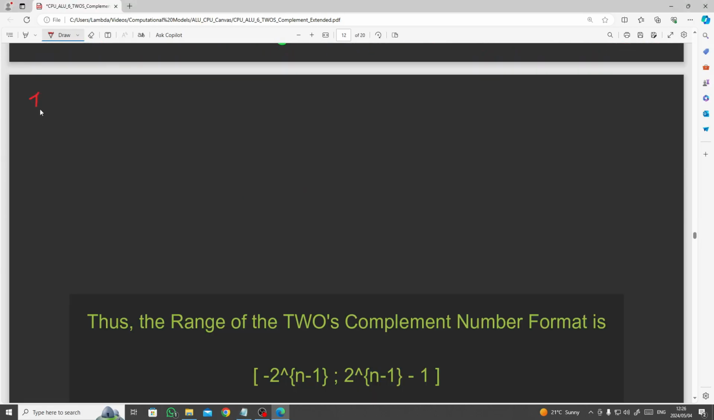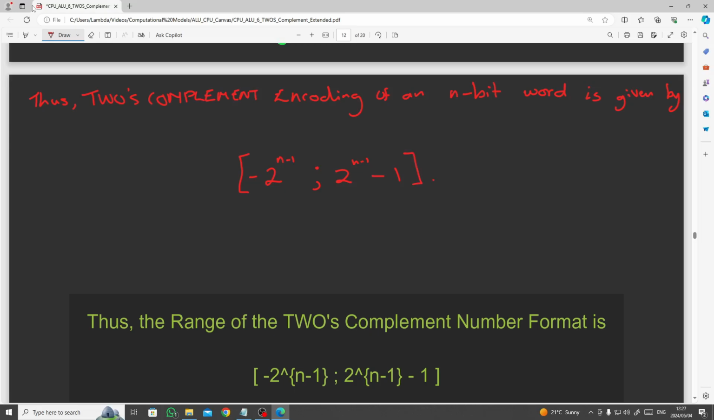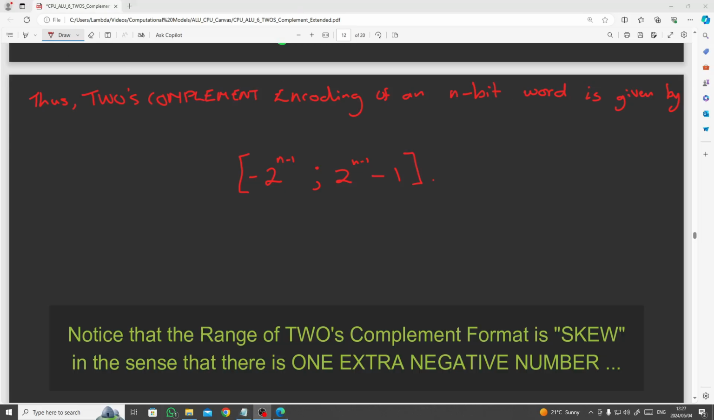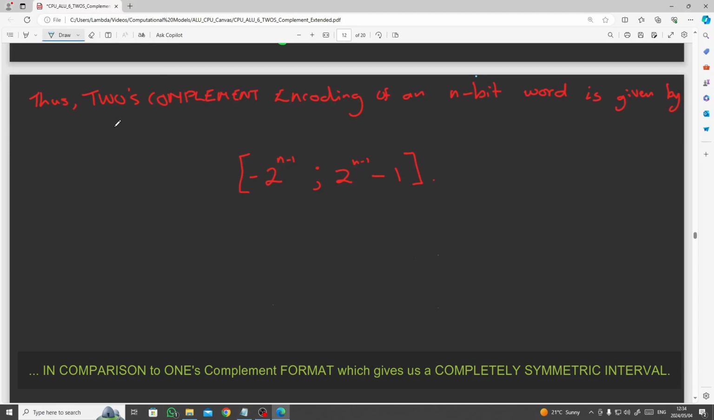Thus, the range of the 2's complement number format is from negative 2 to the power of n minus 1 up to 2 to the power of n minus 1, minus 1. Notice that the range of 2's complement format is skew in the sense that there is one extra negative number in comparison to 1's complement format, which gives us a completely symmetric interval.